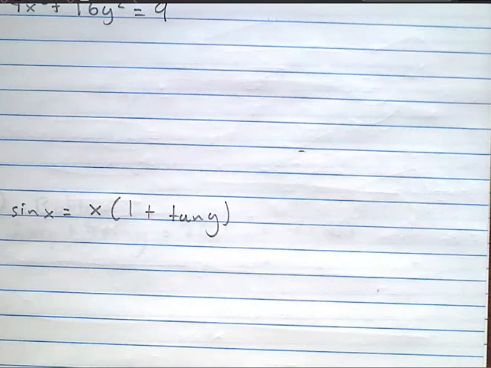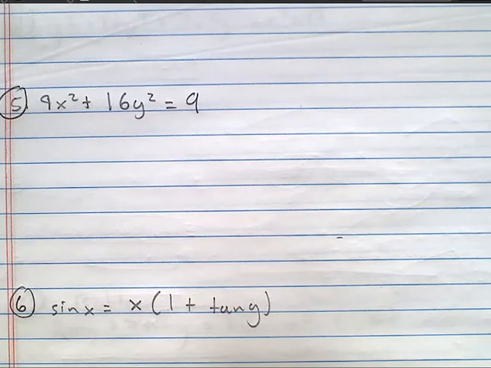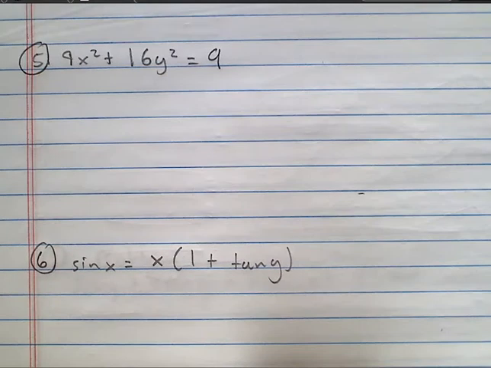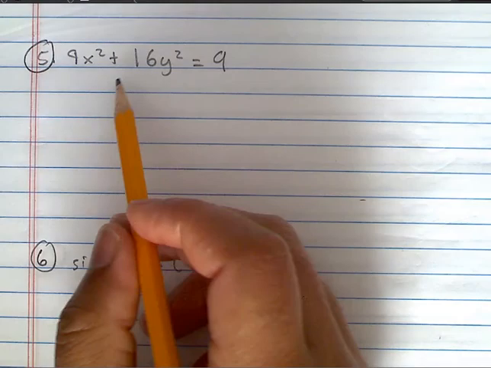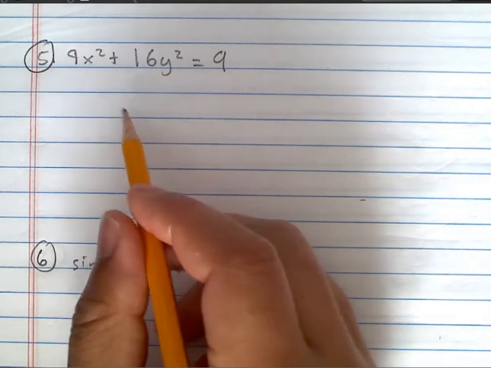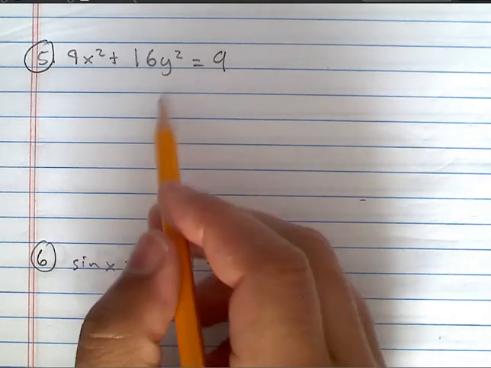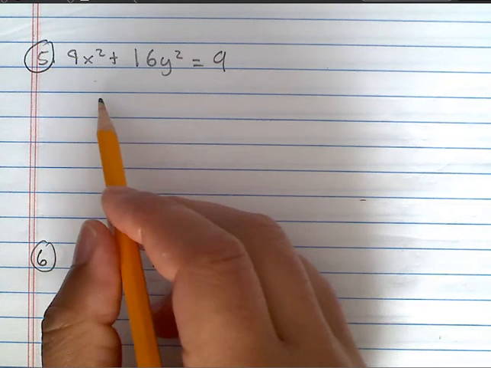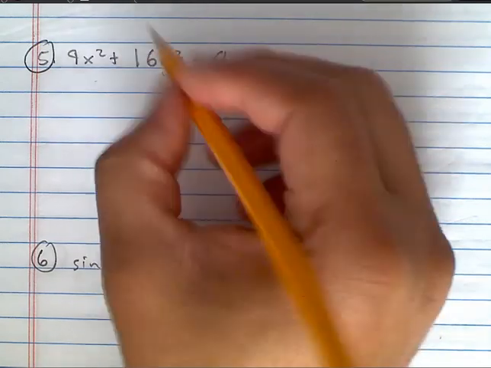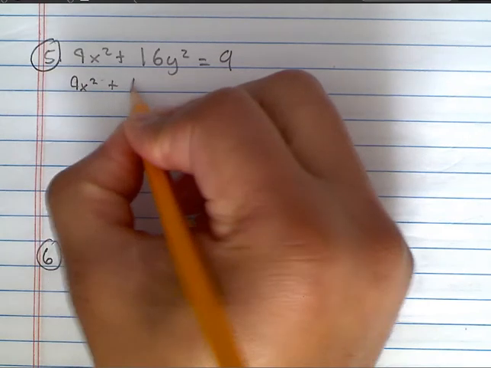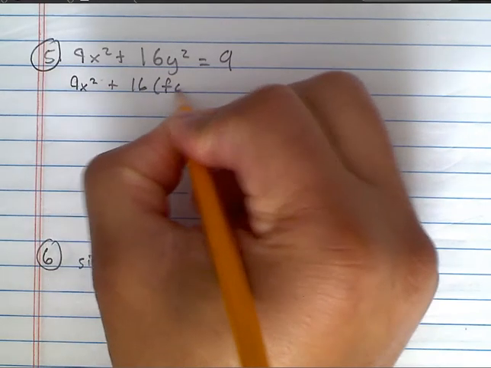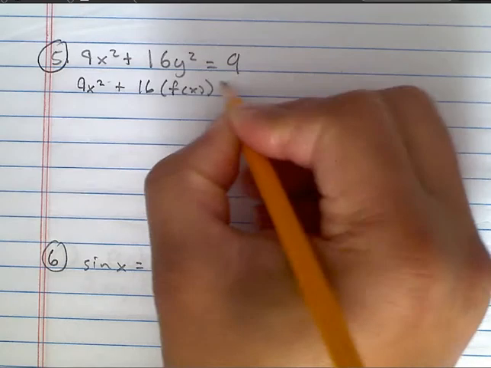Number 5. I like number 5. It's a great question. I mean, this is an ellipse. Okay? So it's pretty cool. It's going to make an ellipse. And you can find the slope of the tangent line with the derivative. So first we're going to write it nicely. I know you guys don't like this, but it's for your own good.